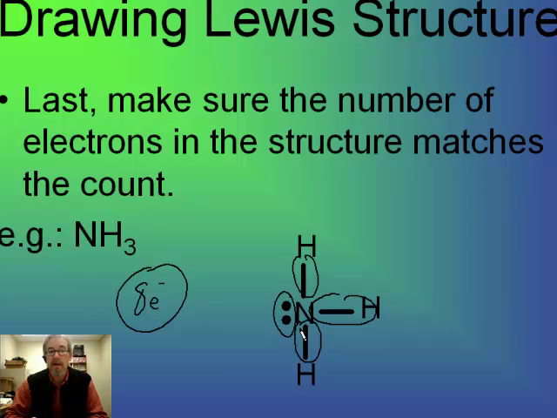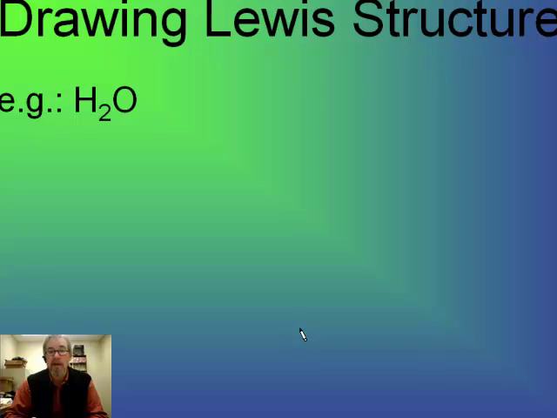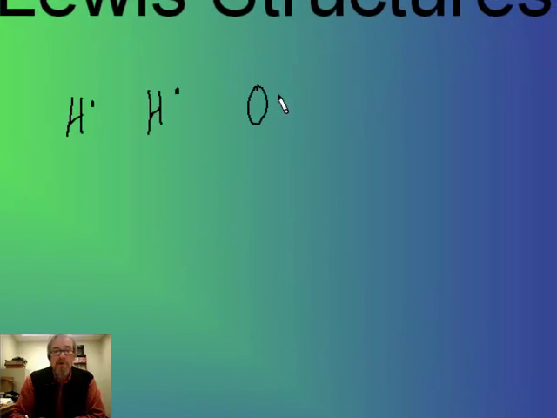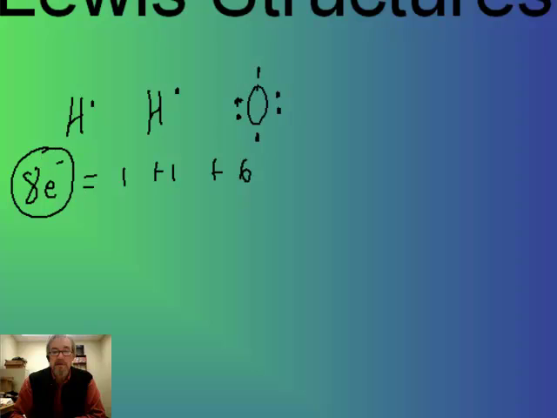So let's draw another example, water. First thing I want to do, remember, is I want to draw the dot notation for all the atoms that are in my compound. So 2 H's, and then I have an O. Next I want to count the valence electrons, count all the dots. Oxygen's got 6, plus another 1 for hydrogen, plus 1 more for the second hydrogen. So that means my structure, when I'm all done, should have 8 electrons in it.